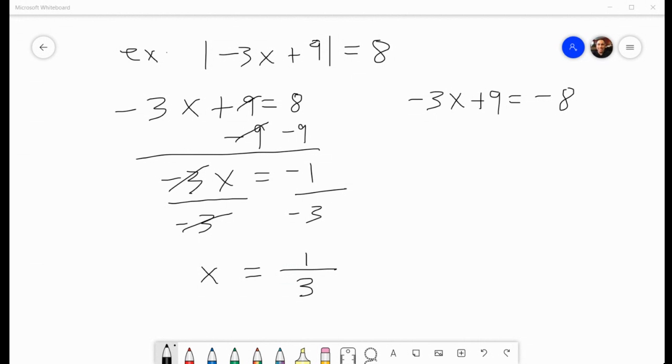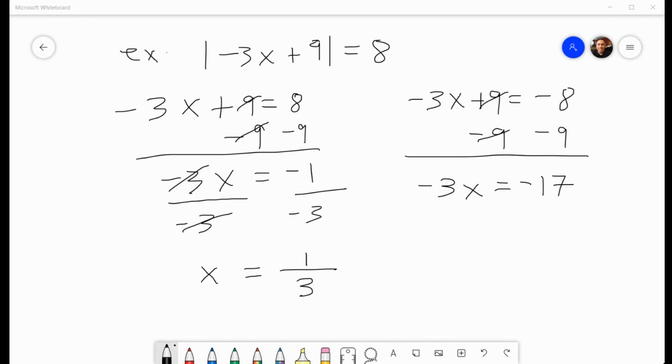Okay. Now for the other equation. It's actually the same exact steps. Namely, we subtract 9 from both sides. And what happens next? The 9's cancel. Minus 3 times x equals minus 17.